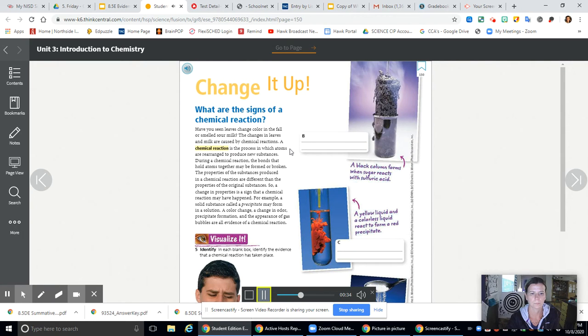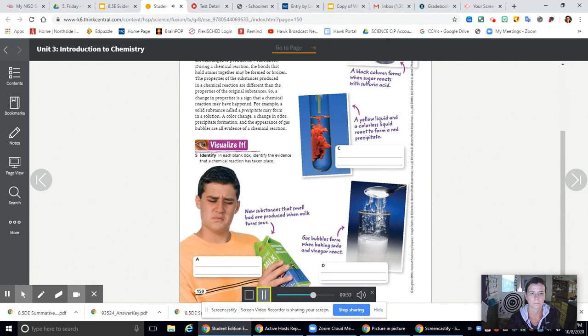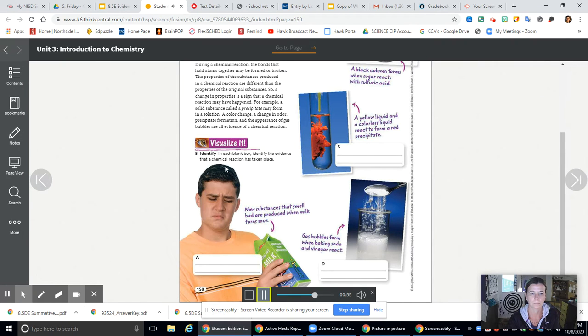The properties of the substances produced in a chemical reaction are different than the properties of the original substances. So a change in properties is a sign that a chemical reaction may have happened. For example, a solid substance called a precipitate may form in a solution. A color change, a change in odor, precipitate formation, and the appearance of gas bubbles are all evidence of a chemical reaction.